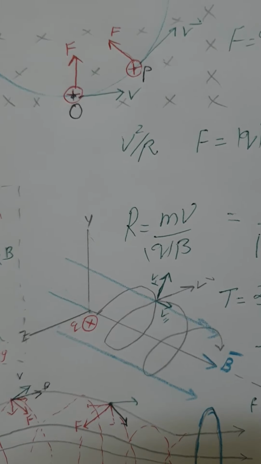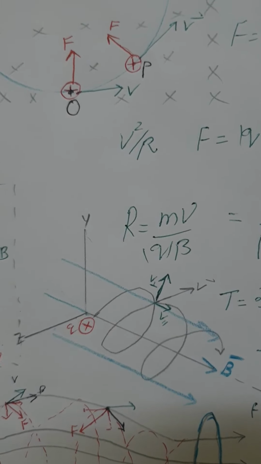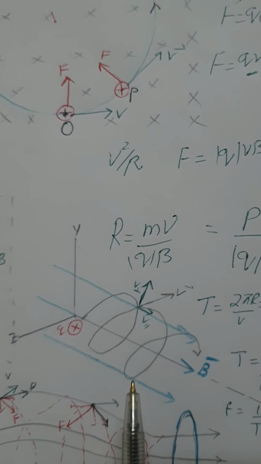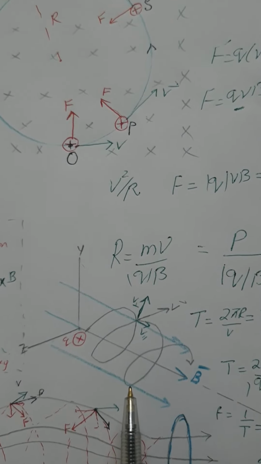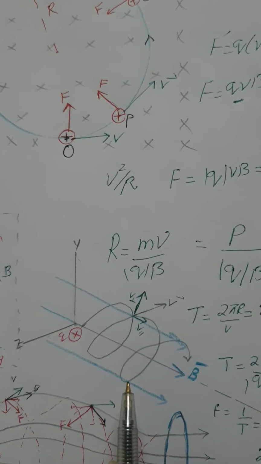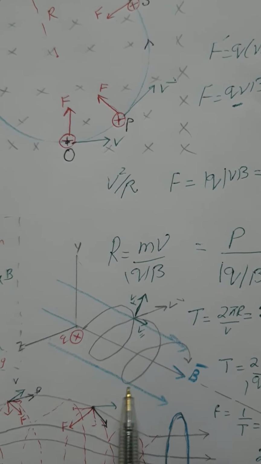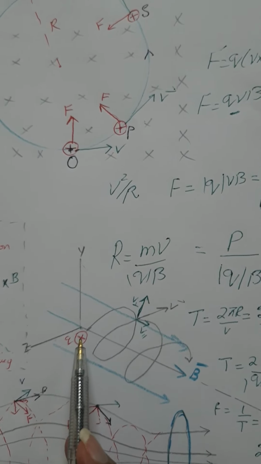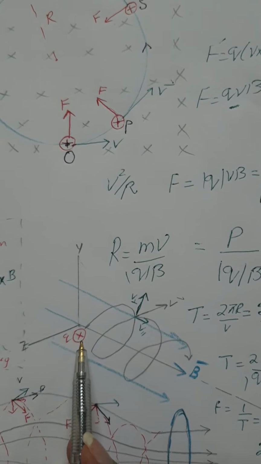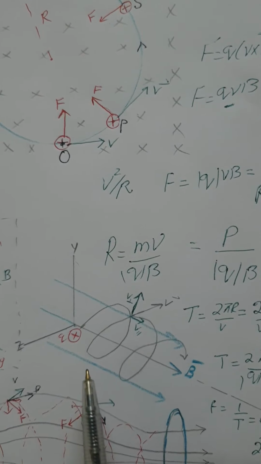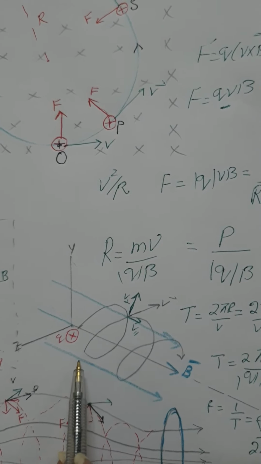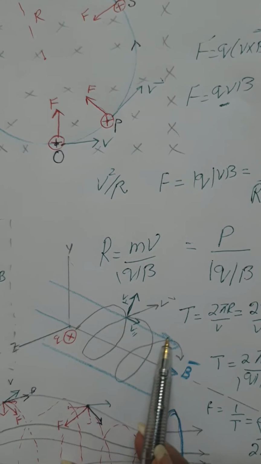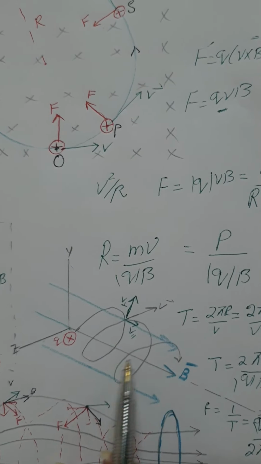So now let's discuss a case where the direction of the initial velocity of the particle is not perpendicular to the field. In such a case, the velocity component parallel to the field is constant because there is no force parallel to the field, and the particle moves in a helix path. This is the helical motion.